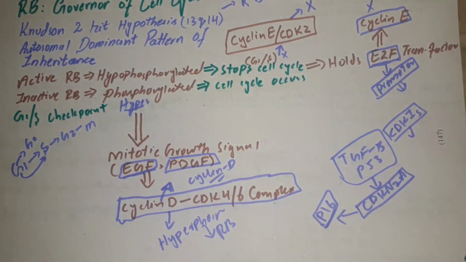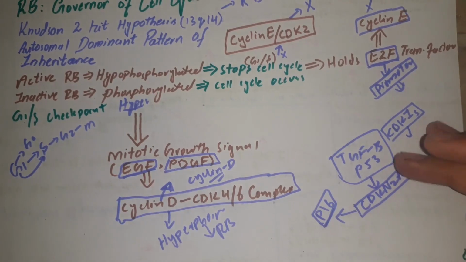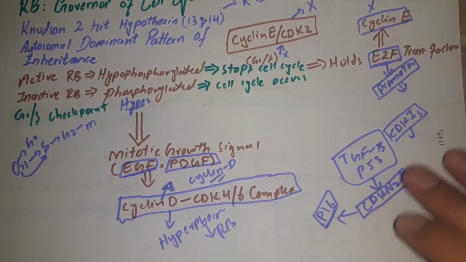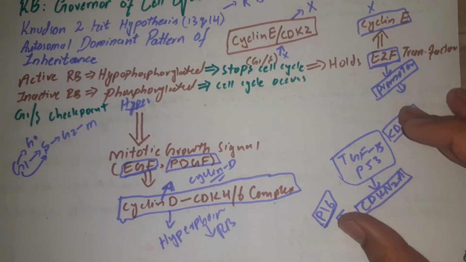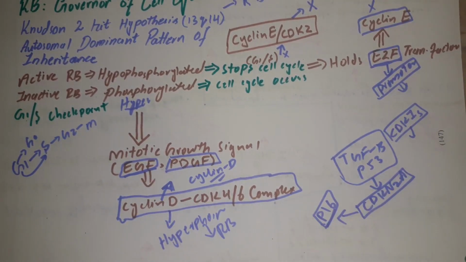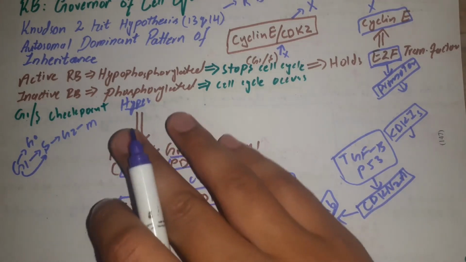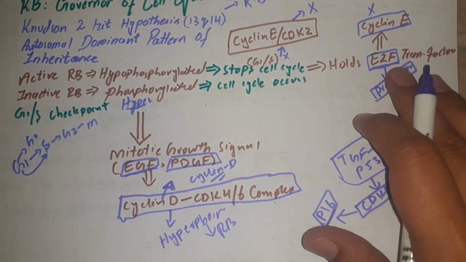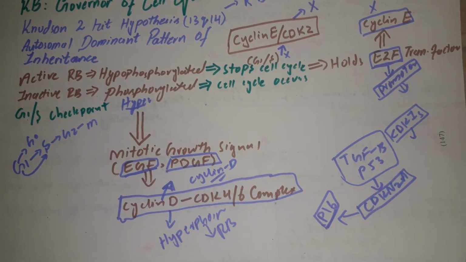When there are inhibitory signals in the form of TGF beta or P53 or CDKN2A gene product or CDKI gene product, these inhibitory signals inactivate this complex and it remains hypophosphorylated, and when it becomes hypophosphorylated, it is active, and in this way it holds the E2F and there is no cell cycle.